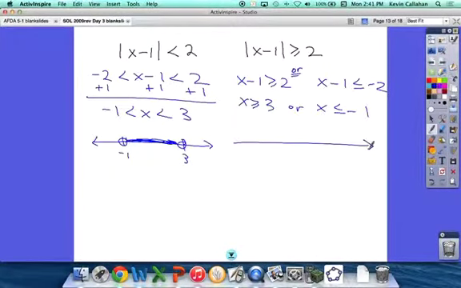And here's your number line. -1 is on this side. 3 is on this side. Whoops, that was too fast. Should I have an open or closed circle this time? Closed, because it's "or equal to." -1 and 3 solve this, right?